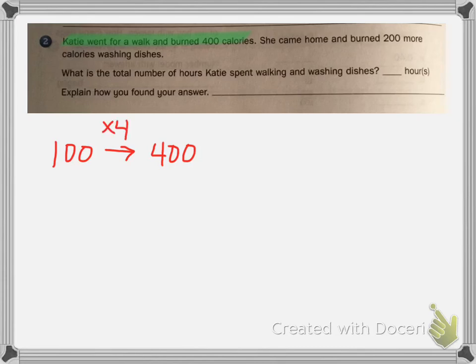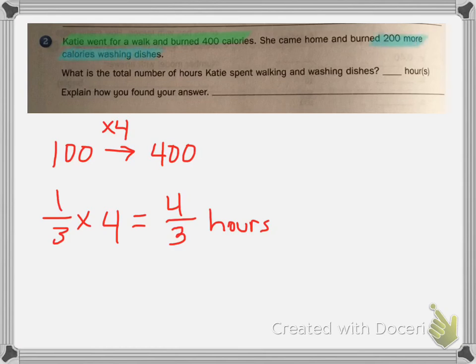So if we look down at the chart, walking is 1/3 of an hour. And so we know that 1/3 times 4 would be 1/3, 2/3, 3/3, 4/3. So 4/3 hours for walking. Now the next part says that she came home and she burned 200 more calories washing dishes. So let's do what we did the first time. How do we get from 100 to 200? This time it's times 2.